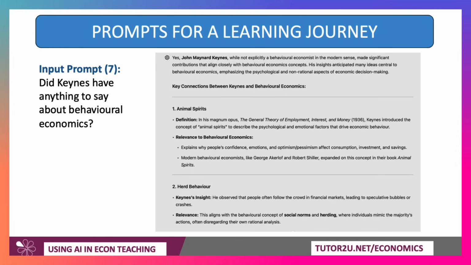So Keynes was not explicitly a behavioural economist in a modern sense, but made significant contributions that align closely with behavioural economics ideas, and some really good stuff here on animal spirits, the psychological and emotional factors that drive spending and saving behaviour, linking neatly to more modern behavioural economists, George Akerlof, who's written a book on identity economics with Bob Schiller, herd behaviour. So Keynes obviously had something really interesting to say about the psychology of investors. In that sense, he was well ahead of his time. And this aligns with the behavioural concept of social norms and herding. So I'm now starting my AI conversation to go into economic thinking.